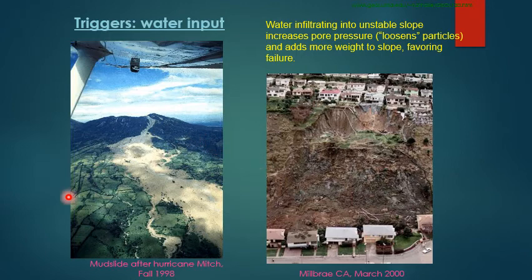These are landslides triggered by water input. Water infiltrating on a stable slope increases pore pressure. The effect is it loosens the particles and adds more weight to the slope, favoring failure. The mudslide after Hurricane Mitch in 1998, and this one is a slope failure in Mic Abre, California in 2000.